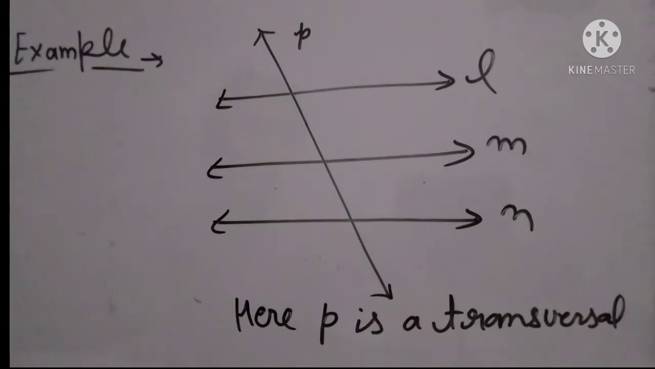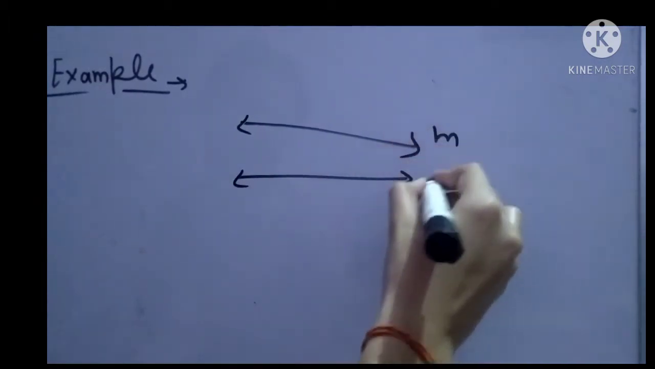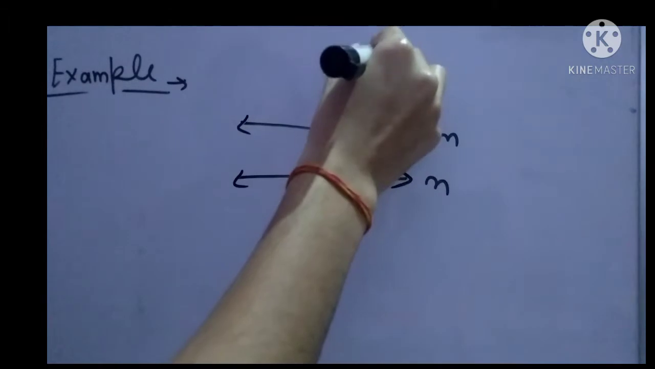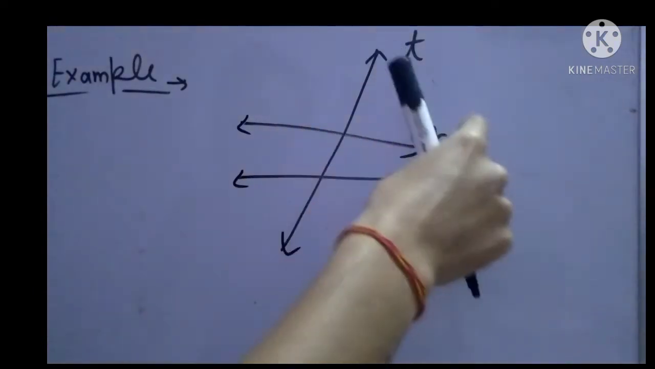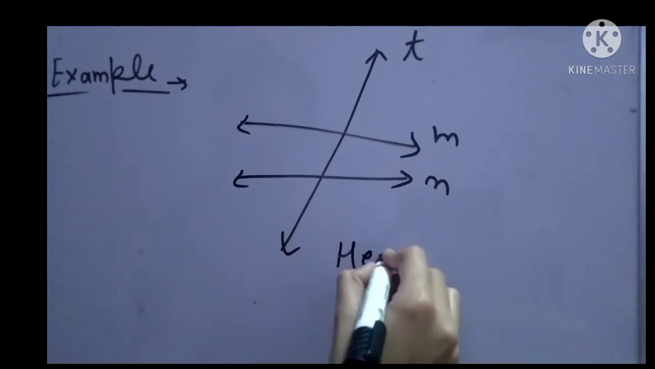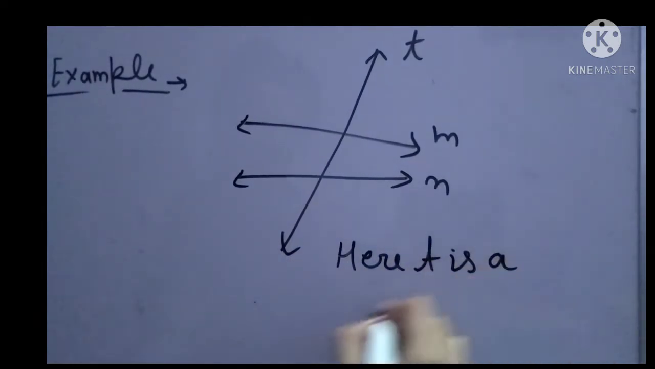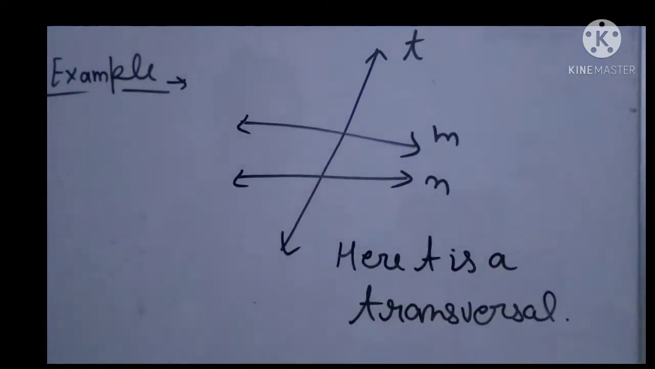So a transversal is a slanting line which intersects two or more given lines. Lines may be parallel or not. If the lines are not parallel, then in this case this slanting line is also called a transversal, because this line intersects these two lines at different points. So here T is a transversal. I think it is clear.